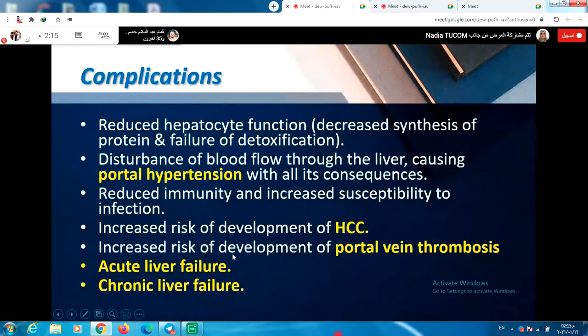And even formation of acute liver failure and chronic liver failure, coagulopathy, and all the consequences. The acute liver failure and chronic liver failure.